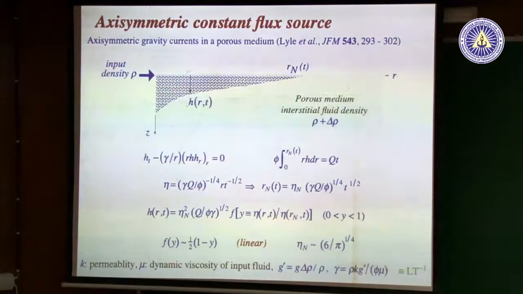But that tells you, without doing any solution whatsoever, that the radius must go like T to the half. So you can tell, without solving this nonlinear differential equation, just by balancing the terms, that the radius must go like T to the half.